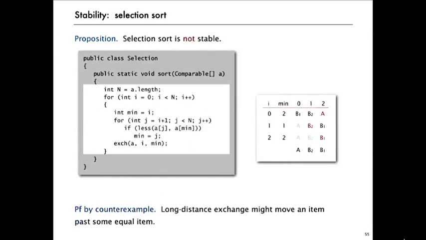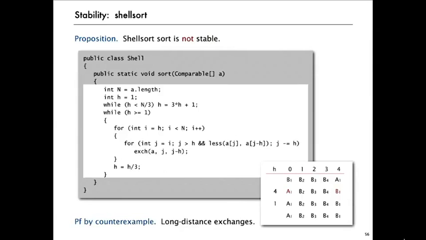So equal items never move past each other in this code, so therefore insertion sort is stable. But selection sort is not stable. The way to show that a sort is not stable is just to see if it has a long distance exchange that might move an item past some equal item. So in this case, for example, for selection sort, when we do that first exchange, where we found the minimum A and B is in position 0, we did a long distance exchange. And that catapulted that first item past any item that it might be equal to, putting them out of order. And that may not get fixed, so that sort is not stable. It might move items past some equal item and leave a result where items that are equal are in different order than they were originally in the file. Selection sort is not stable.